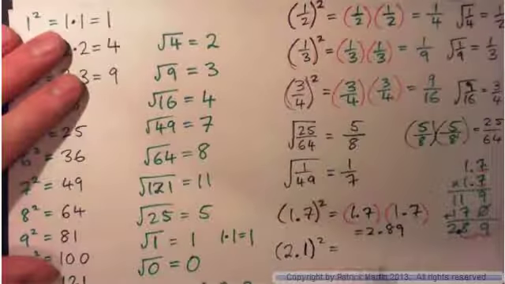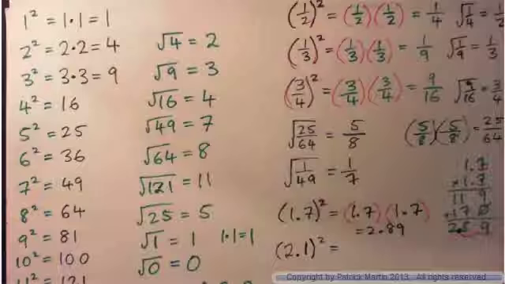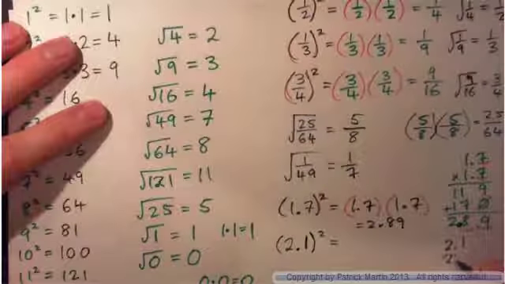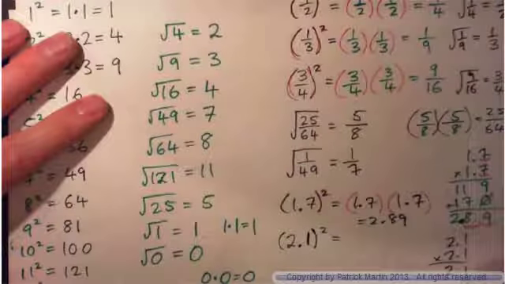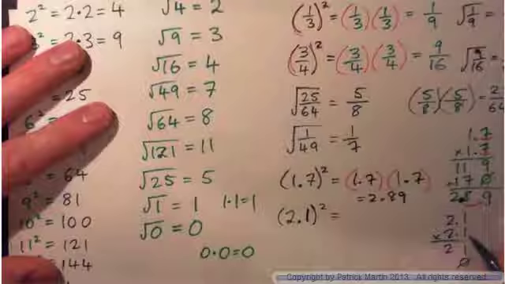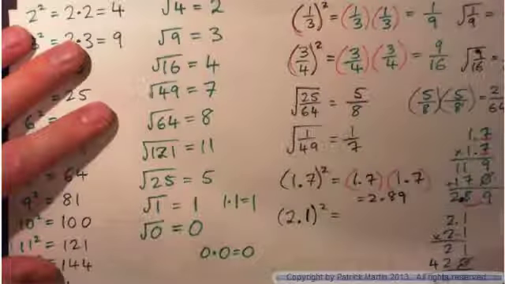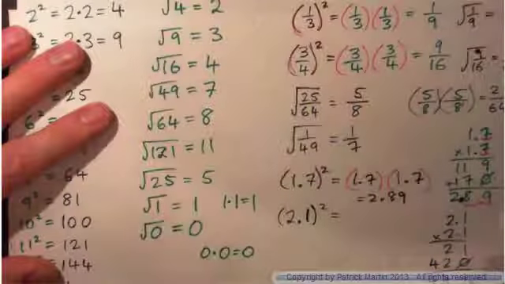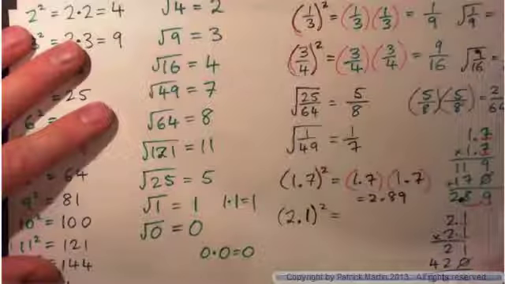2.1 all squared. Press pause on the video and do it yourself. Okay, so press pause and try it. Now I'll do it. That's 2.1 times 2.1. 1 times 1 is 1. 1 times 2 is 2. A 0 placeholder I need. 2 times 1 is 2 and 2 times 2 is 4. And 1, 4, 4, right? Is that right? Let's see. And we need 2 decimal places in the answer. So 4.41.